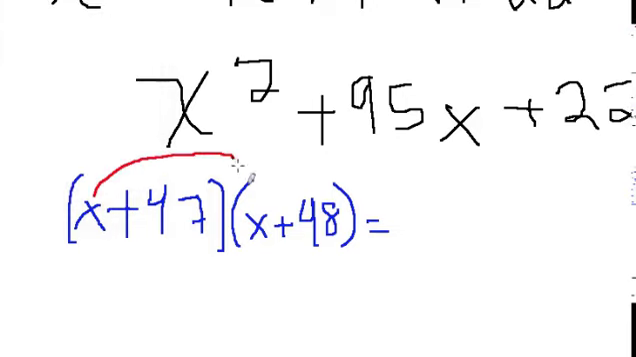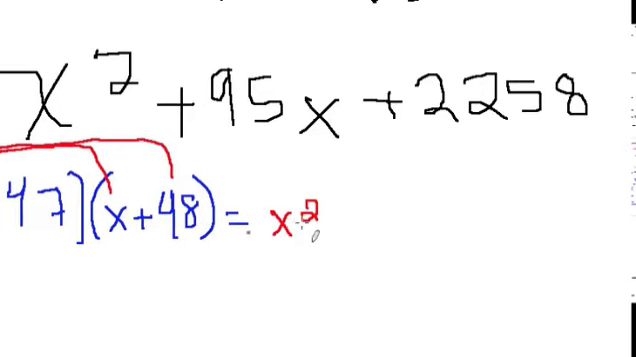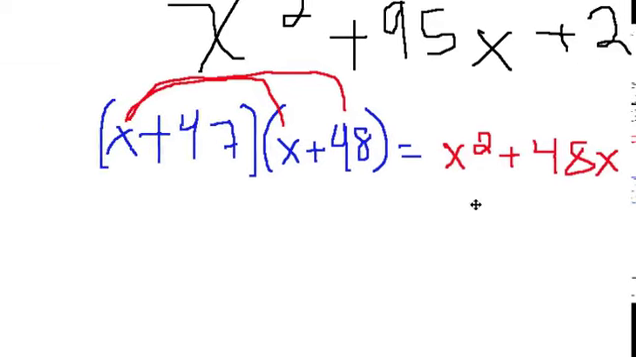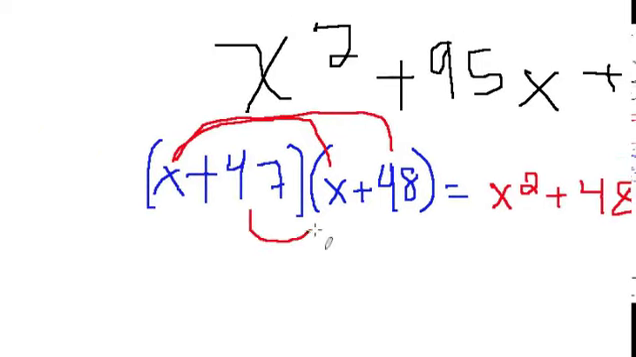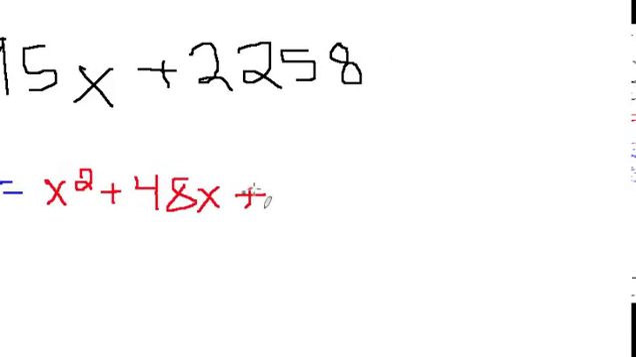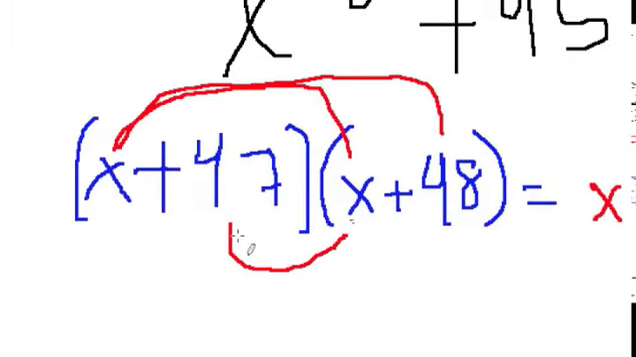Okay, so if we do x times x, we get x squared. And then if we do x times 48, that will give us plus 48x. Plus, let's do this one also, 47 times x, that's going to be 47x. Plus, well, we have to do 47 times 48.